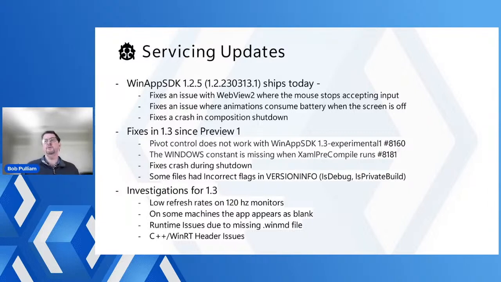For 1.3, we've been continuing to make fixes since the Preview 1 release went out a few weeks ago. The pivot control issue has been fixed. There were issues that Maui reported with the Windows constant missing. That's been fixed. There's another crash in shutdown and some issues with version info. This is not a definitive list, but this is just an example of some of the things that have continued to go in, and we are continuing to make fixes in 1.3 before 1.3 stable ships in a few weeks.